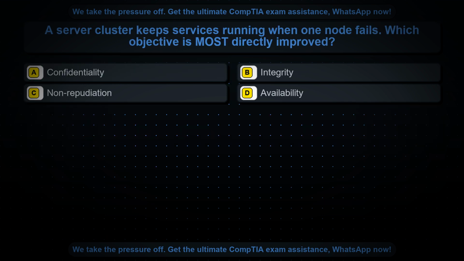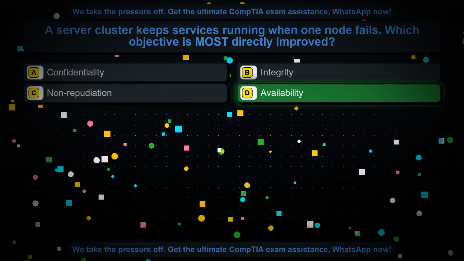Question 20. A server cluster keeps services running when one node fails. Which objective is most directly improved? Option A, confidentiality. Option B, integrity. Option C, non-repudiation. Option D, availability. The correct answer is option D. Availability.